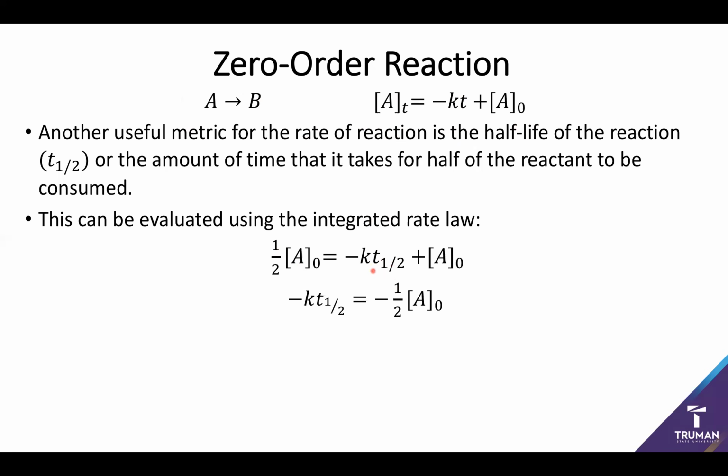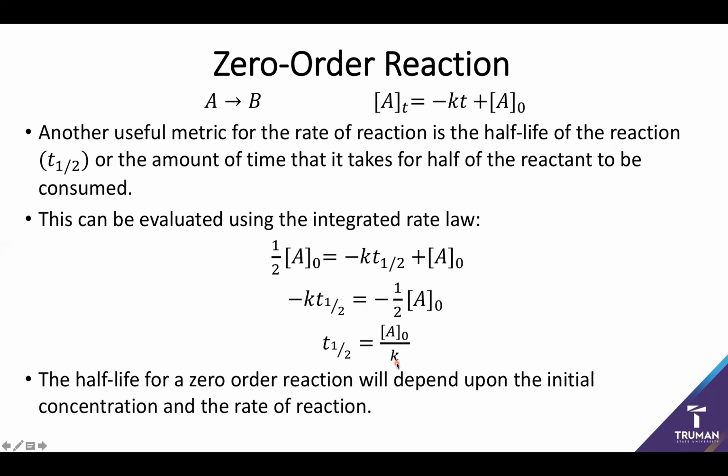So what we can do is rearrange this. We can subtract A naught from both sides. Now we have negative kt equals negative 1/2 of our initial concentration. Divide both sides by negative k, and I should have a half-life t of A naught over 2k. Apologize for the typo there. So what we find here, and this is the important point, is that the half-life for any zero order reaction only depends upon the initial concentration and the rate of the reaction.